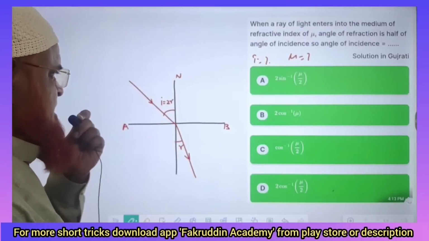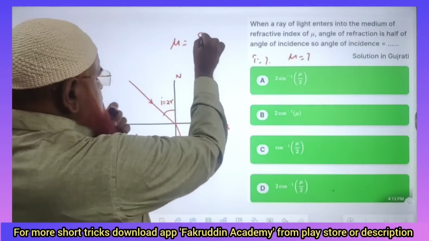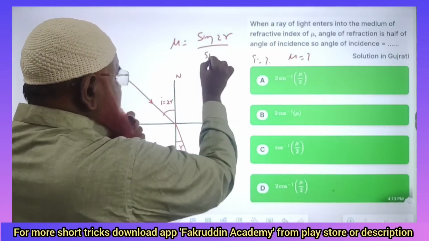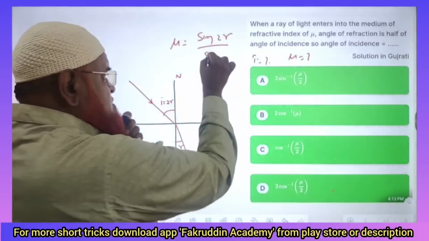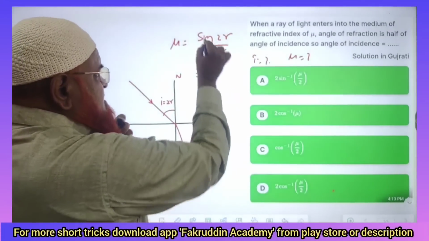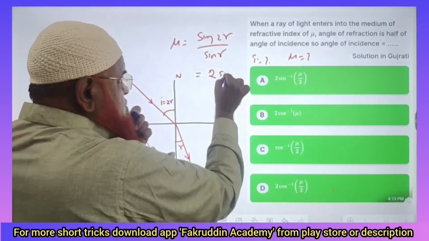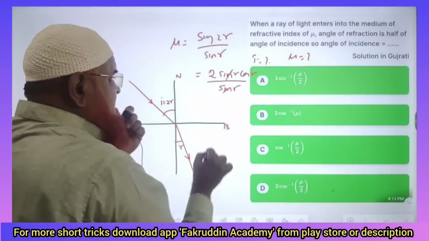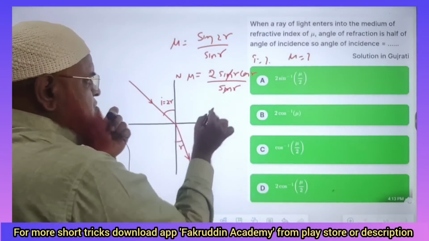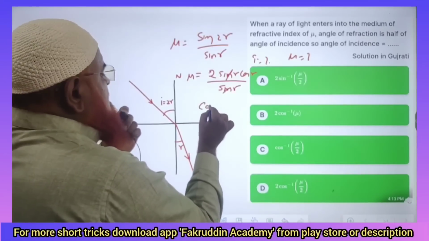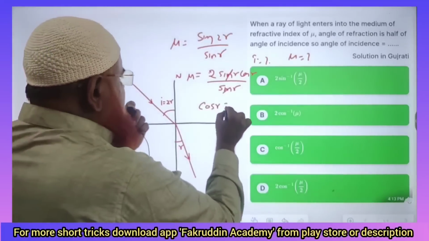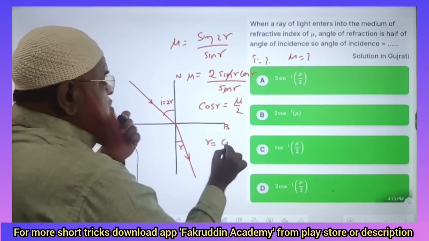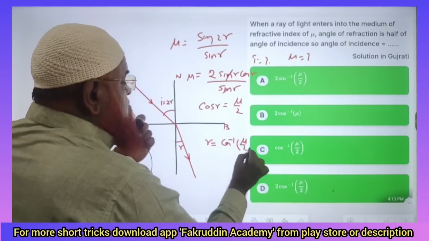How can you find that? Snell's law says that mu is equal to sin i by sin r. Here sin i means sin 2r, divided by sin r. Sin 2r means 2 sin r cos r divided by sin r. Sin r gets cancelled. What is left now? This is mu. So you know that cos r is equal to mu by 2. This implies that r is equal to cos inverse of mu by 2.